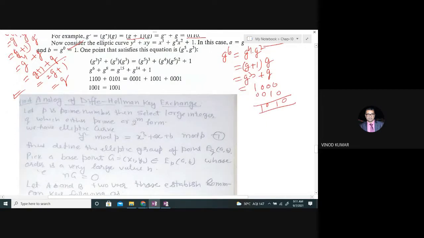Let p be prime, and select a large integer q, either a prime or 2 to the power n. Here q is either prime or 2 to the power n. This means q is in the form of an element of the Galois field or a large prime.